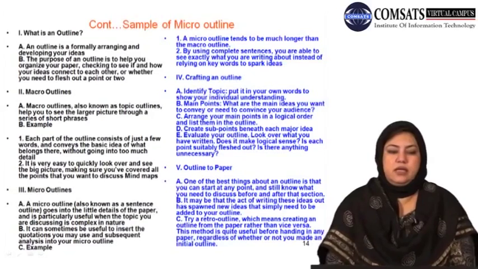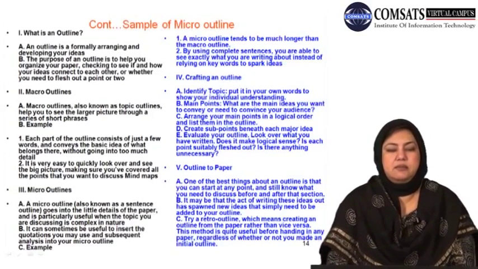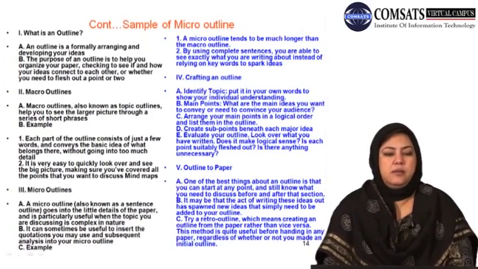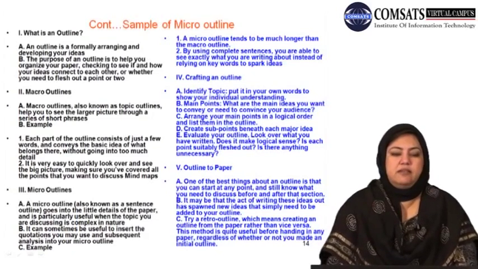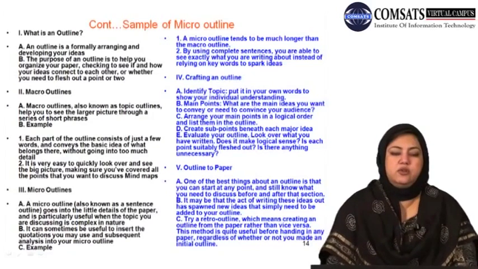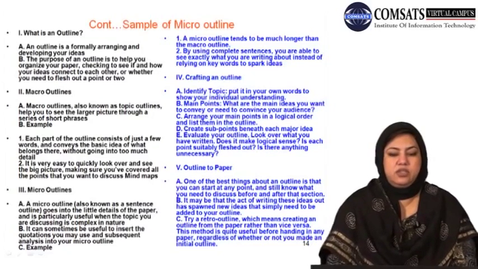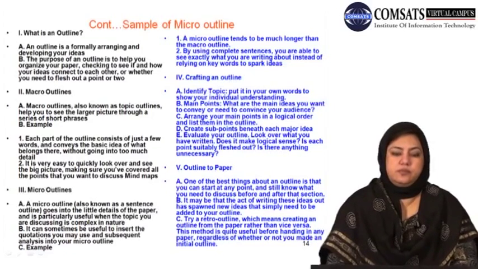Then within each main heading you can see that some subheadings are created, again following the same pattern. A, an outline is a formal way of arranging and developing your ideas. B, the purpose of an outline is to help you organize your paper, checking to see if and how your ideas connect to each other or whether you need to flesh out a point or two.